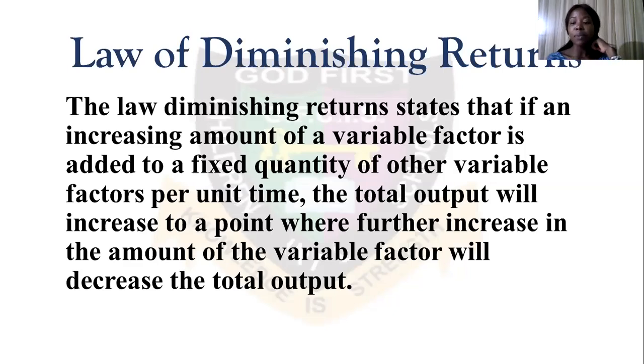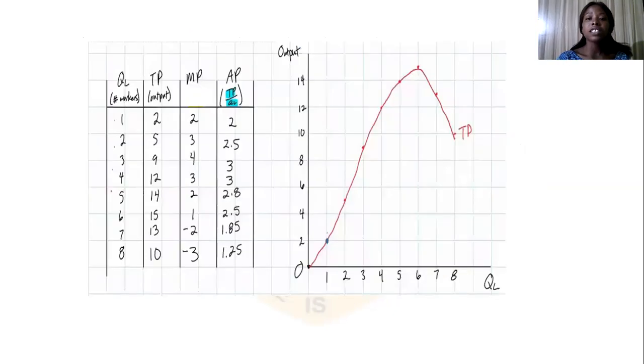So another example is, let's look at this graph. This will explain it better for us. A plot of land to be cultivated by some number of laborers. If you look at this table, you have QL, quantity of labor, which is the number of workers. TP, that's total product, which is total output. MP is marginal product. I will explain how to get that. Then average product, which is total product over quantity of labor.